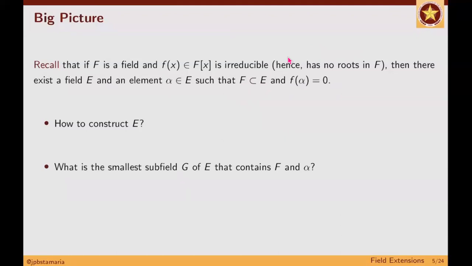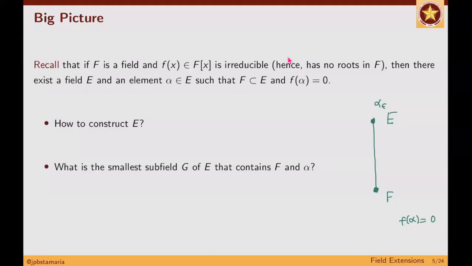What is the smallest subfield G of E? O ganito, no? Ulit. Ito si F. Ito si E. The idea is, si E, meron itong element na alpha. Yung alpha na to ay root nung given na irreducible na polynomial. Okay ba? Now, alam nyo kasi possible na yung field na mako-construct natin ay masyadong malaki. It can be too large to contain just the required roots for f.